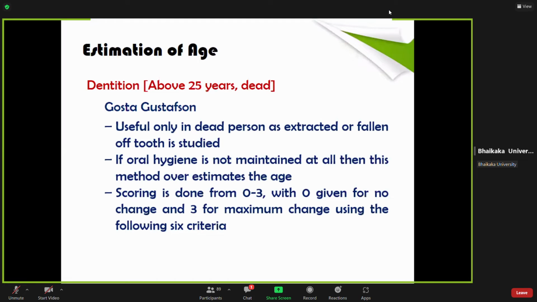Scoring is done from 0 to 3. 0 is given for no change, 1 is for the starting of the changes, 2 is for half of the changes, and 3 is for the maximum change.